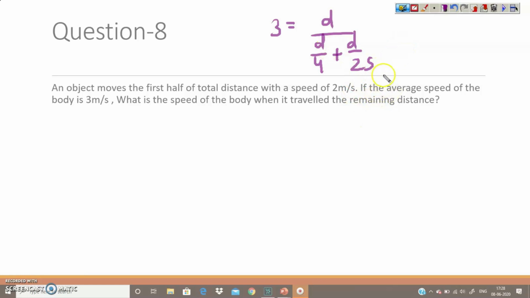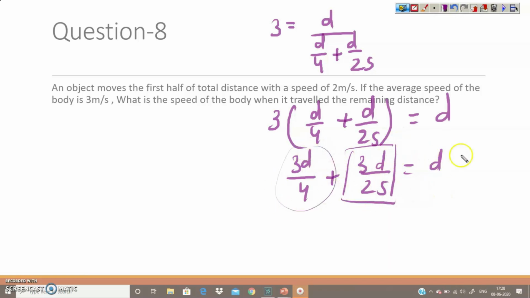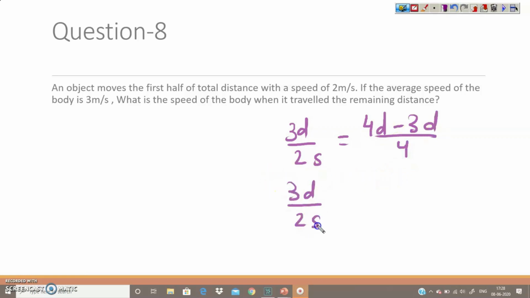Now how will we find it? First we will cross multiply this. If we cross multiply, we'll get 3 times (d over 4 plus d over 2s) is equal to d. Now if we multiply this with 3, we'll get 3d over 4 plus 3d over 2s is d. Let's only put this one on the left side and move the other to the right side. So we'll get 3d over 2s, which will be d minus 3d over 4. When we take the common denominator, it will be 4d minus 3d over 4. So 3d over 2s will be d over 4 because 4d minus 3d is d.